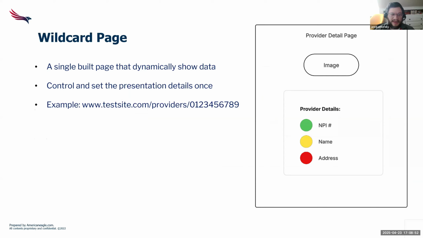What I'm getting at is we could have 6,000 providers in our system. When I go to my website, testsite.com/providers, the number at the end is my identifier, so the NPI number for those familiar with healthcare, and that's how we can dynamically load our data into this page. So you can see my crude drawing on the right. That would be like an example of a provider detail page, which is what I'm calling a wildcard page.